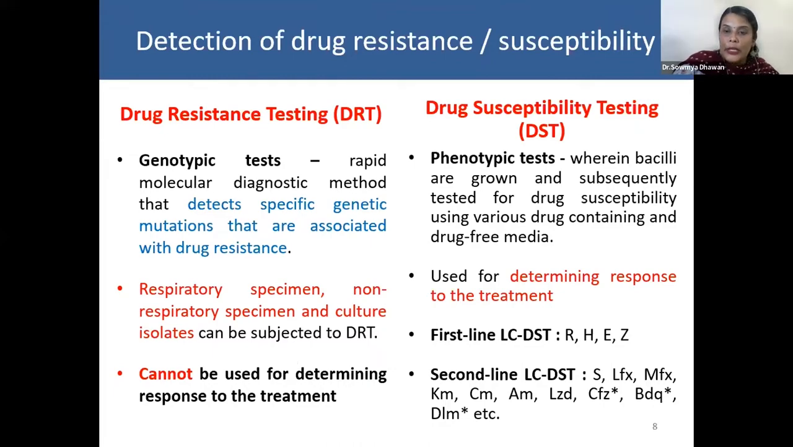Whereas in drug susceptibility testing, phenotypic tests are used, wherein the bacilli are grown and subsequently tested for drug susceptibility using various drug-containing as well as drug-free media. And this can be used for different types of drugs. In case of first-line drugs, like rifampicin, isoniazid, ethambutol, and pyrazinamide. And in case of second-line drugs, this is streptomycin, levofloxacin, moxifloxacin, kanamycin, amikacin, capreomycin, linezolid, clofazimine, bedaquiline, and delamanid.